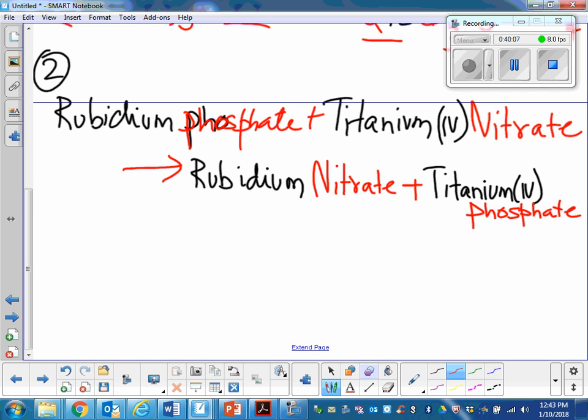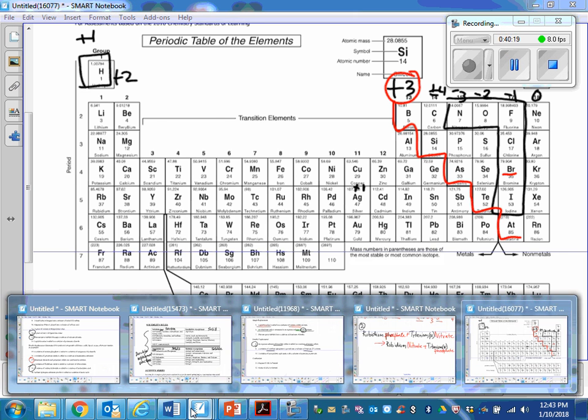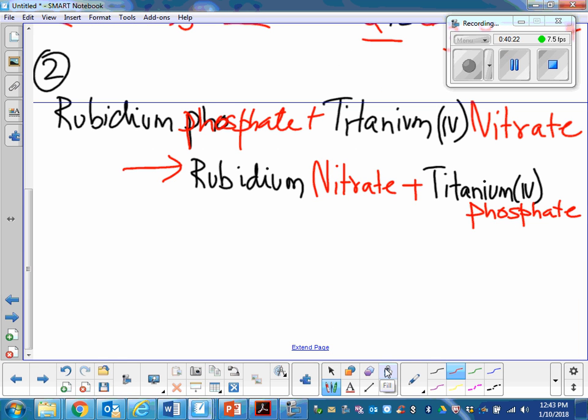Are we good? Okay. So Tyler, what is the charge on rubidium off of the periodic table? Rubidium is located right here, so what is the charge? +1. Okay? So rubidium is a +1. And phosphate, look up there at the polyatomic ions and tell me what is phosphate's charge. -3. So which side should I multiply to make it even? The rubidium side. I multiply the rubidium side by 3. So tell me what is the formula for rubidium phosphate.